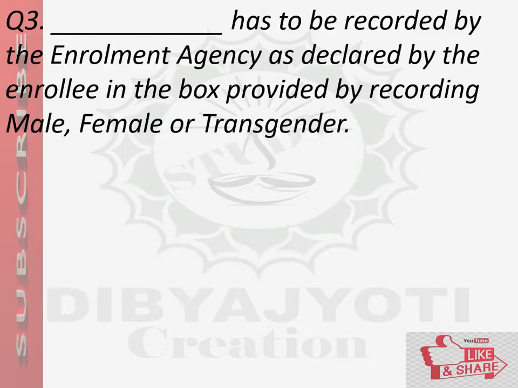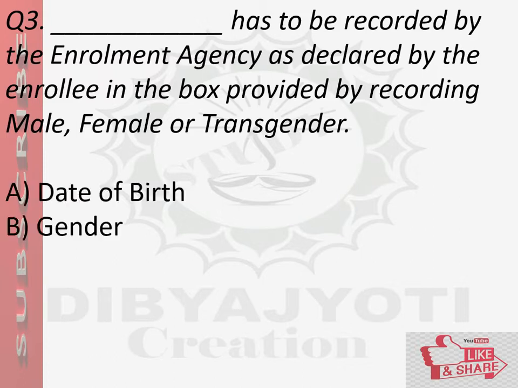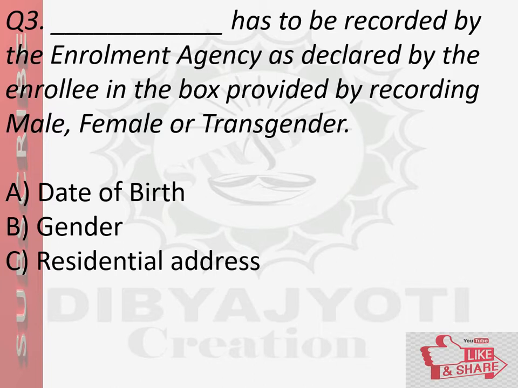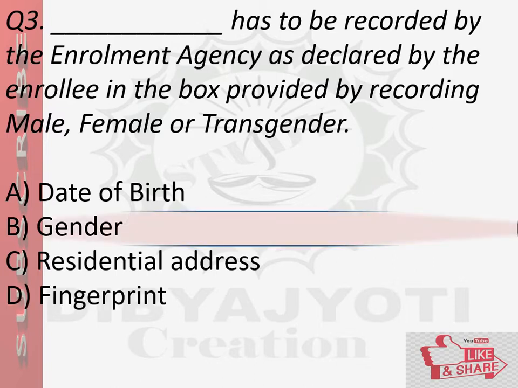Question number 3. Dash has to be recorded by the enrollment agency as declared by the enrollee in the box provided, by recording male, female or transgender. Options are: option A, date of birth; option B, gender; option C, residential address; option D, fingerprint. And the answer is option B, gender.